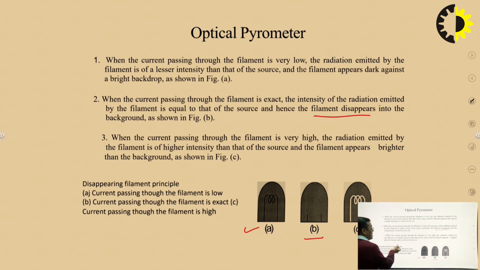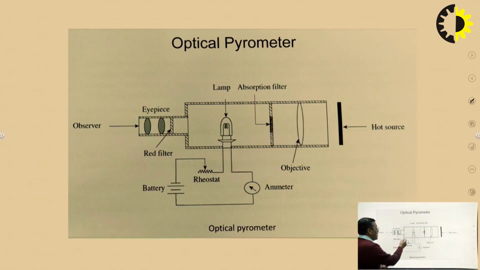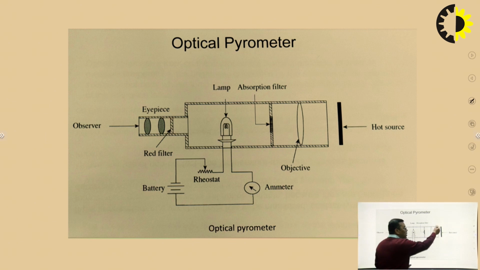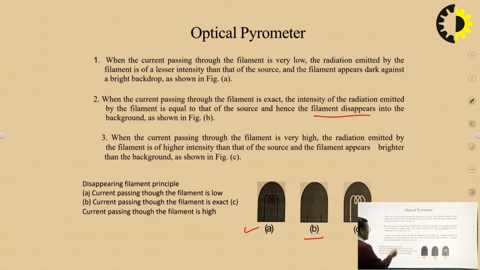What could the third condition be? The third condition is when the current passing through the filament is high as compared to the previous current. So what will happen? It will be bright. The filament will be brighter as compared to the hot source. So when the current passing through the filament is very high, the radiation emitted by the filament is of higher intensity than that of the source, and the filament appears brighter.